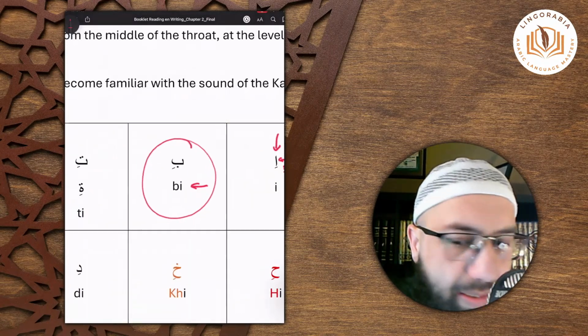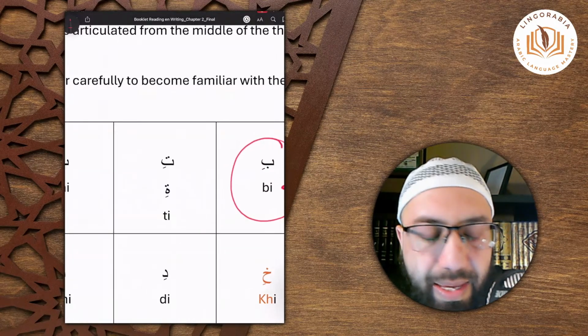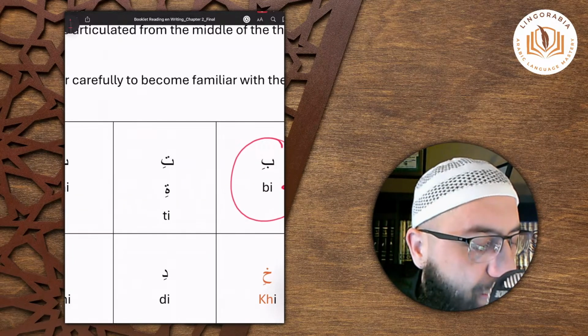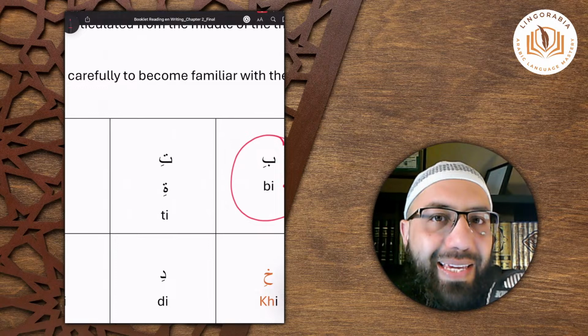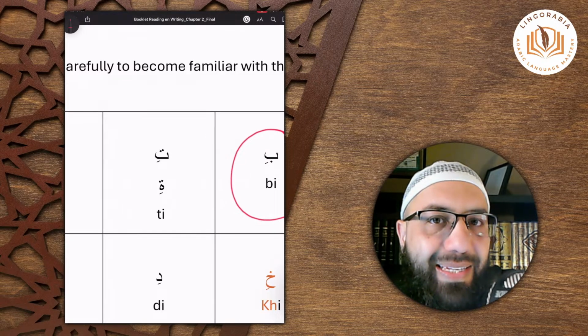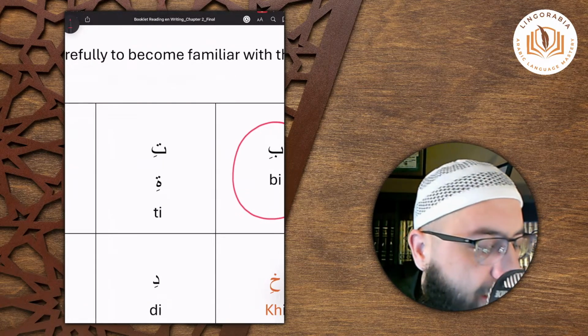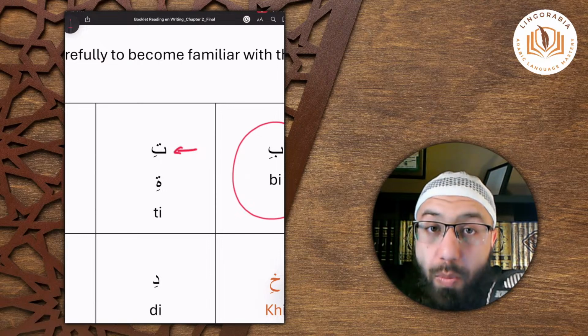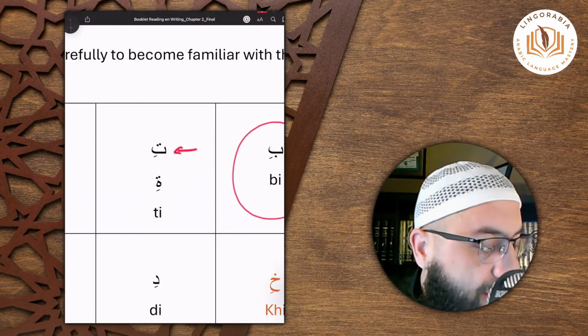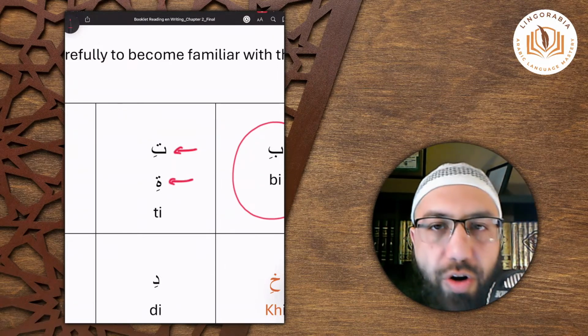And then we got the ta. We got the ta with a kasra. So you got here T, T, T, okay? And this is the ta, which is written open. This is the open ta. Okay, and this is the closed ta. Okay, the curve is closed.